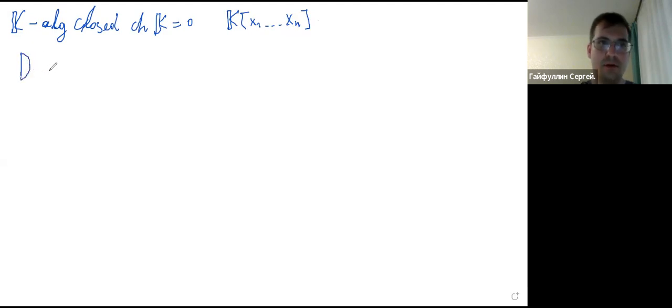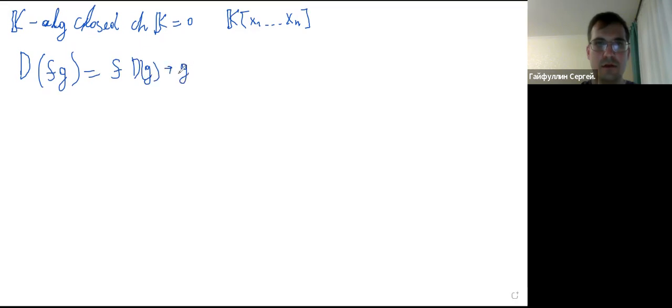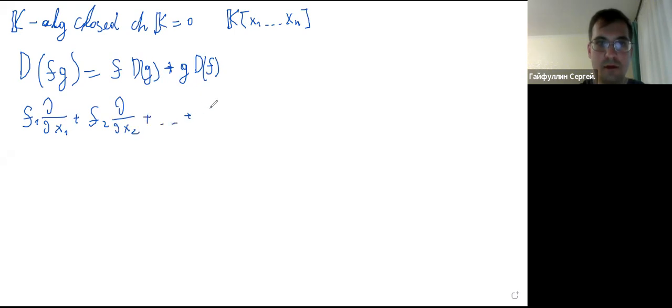Let us denote this derivation D, and D(fg) is equal to f Dg plus g Df. Okay, I think that all participants of our seminar know that every derivation of this ring has the following form: f1 multiplied by partial derivation on x1 plus f2 multiplied by partial derivation on x2 plus and so on, fn multiplied by partial derivation on xn.